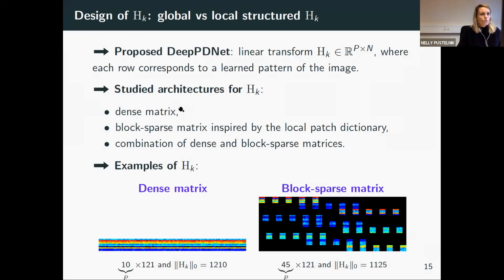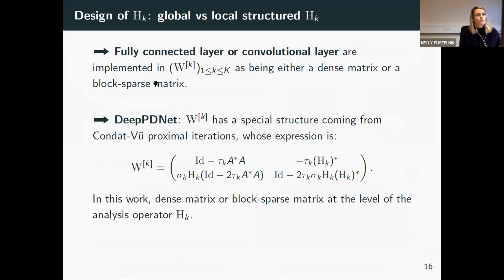I would like to mention something else. You see that this dense matrix and block sparse matrix are related to what are called fully connected layers and convolution layers, except that in our case WK has a specific form. It's not just WK being either a dense or block sparse matrix; WK already has a structure, and inside this structure we have dense or block sparse matrices.